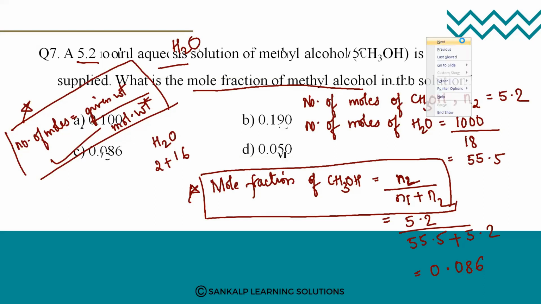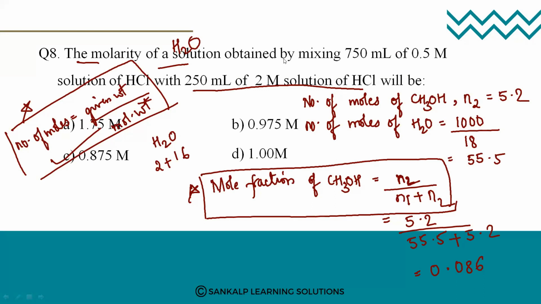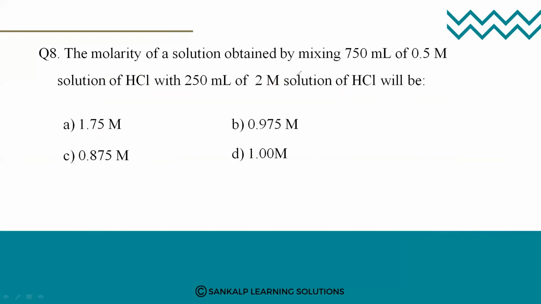So we'll go for the next one. The molarity of a solution obtained by mixing 750 ml of 0.5 molar solution of HCl with 250 ml of 2 molar solution of HCl will be. They have told there are two solutions of HCl. You have to find the resultant molarity. How do you find out?